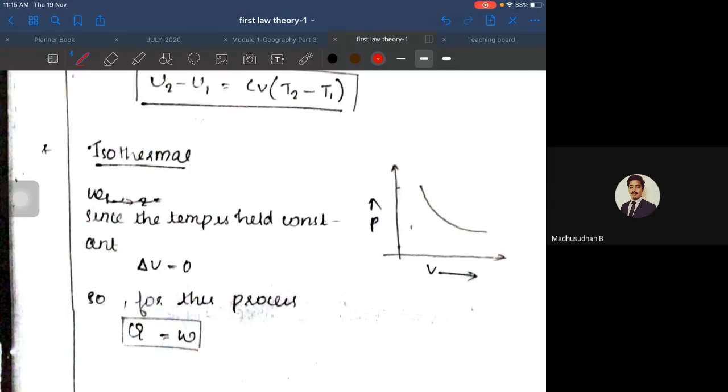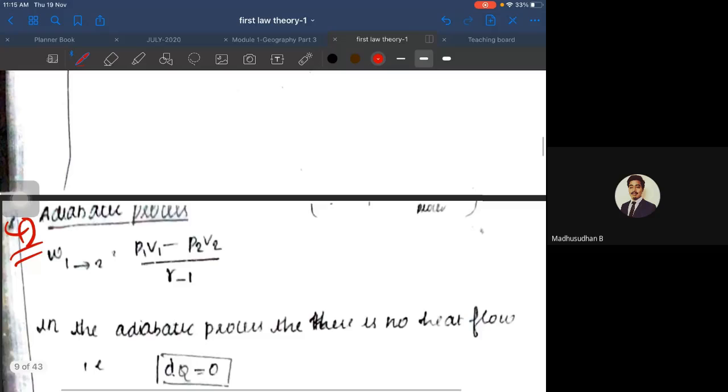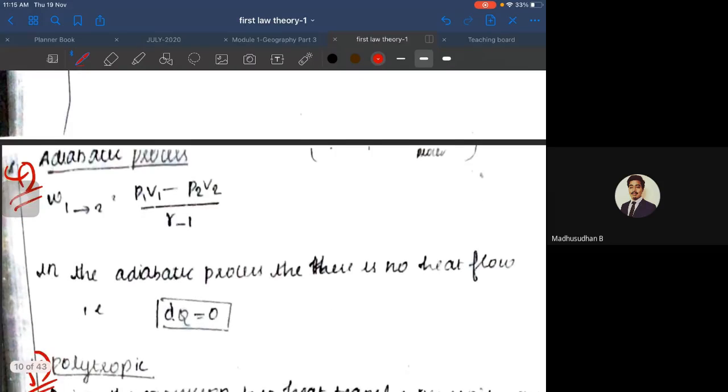Name the process where the workflow is 0. Isochoric. Isobaric? Isochoric. Name the process where the workflow is 0. Your answer is isochoric. Now listen to this carefully. Name the process where the heat flow is 0. Then your answer should be the adiabatic process. Okay? Got it?